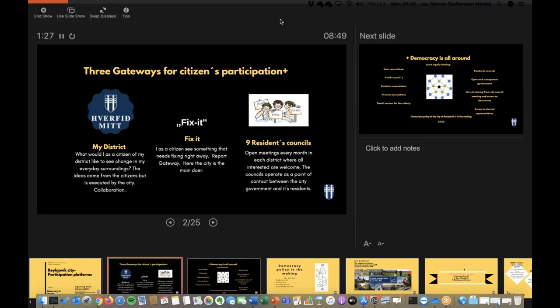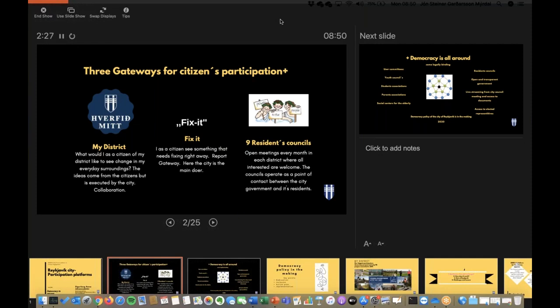But then we have 9 residence councils in 10 districts of Reykjavík. We have 9 councils which have open meetings every month in each district, where all interested are welcome, and it operates as a point of contact between the city government and its residents. There are 3 elected members from the city council in each residence council, 1 randomly selected member from the district, 1 from the parents association, and 1 from the neighborhood association within the district. So it constitutes 6 members, and it is a very active way for people to participate. They can make suggestions to the city council, and that's how the chain works.